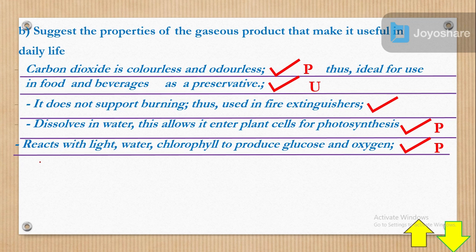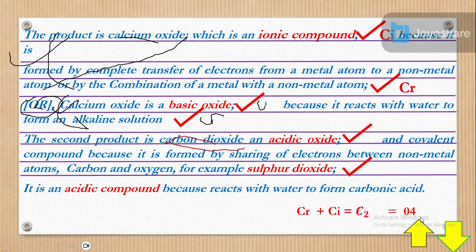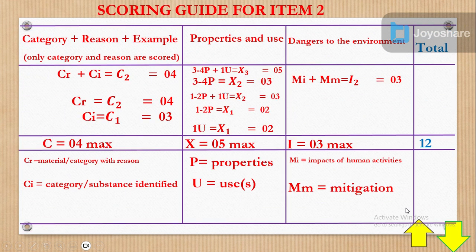They said suggest the properties of the gaseous product that make it useful in daily life. So we shall say that carbon dioxide is colorless and odorless. Now, as we are marking part B, I want us to look at this. We use property, use. Then they said, okay, come and see this.